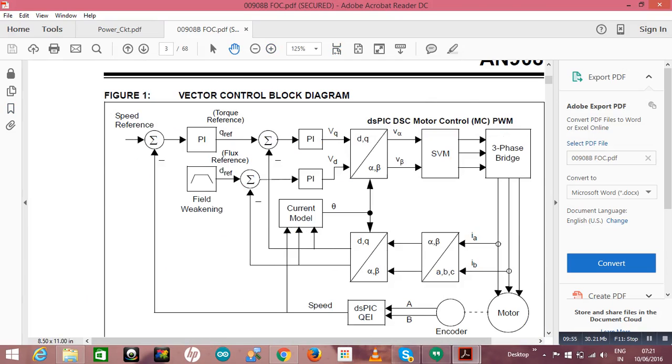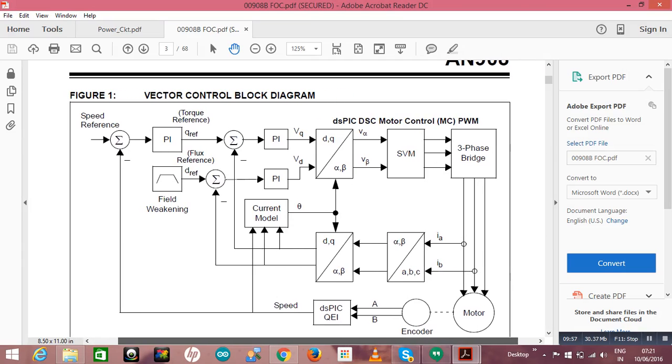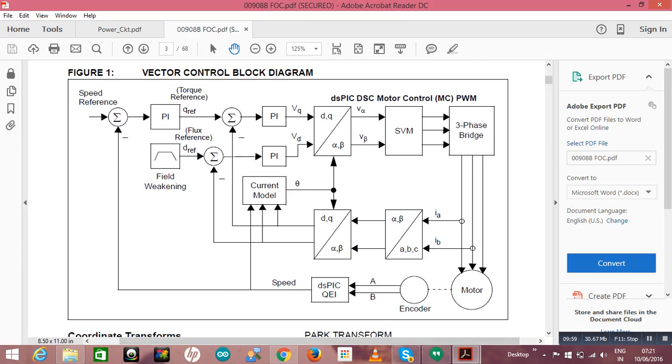Okay, so you see, this is my motor. Here is the configuration whatever I have shown you. It's a multi-level sine PWM. From here you have to take the feedback, the current feedback, and this is a three-phase current.